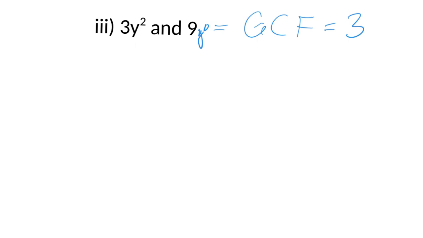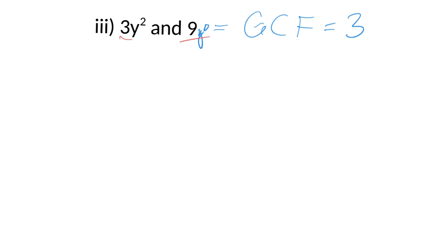So here's the rule. If both terms have a letter, you use the lowest power of the letter. But if one of them is missing it, the only thing that you care about is the coefficient sitting in front. It's just 3 in this case, because 3 divides 3 and 3 divides 9. But because both of them don't have a y, we say that there's no GCF for the y. Does that make sense?